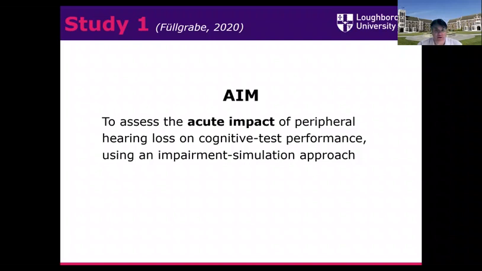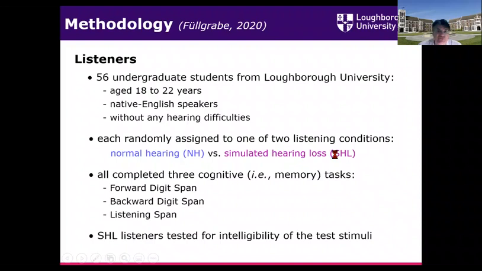For the study, we recruited 56 young students. They were randomly assigned to one of two listening conditions, normal hearing, NH condition, and a simulated hearing loss condition, SHL. Each of these participants then completed three cognitive tasks, a forward digit span, a backward digit span, and a listening span task. I will say a little bit more about these different cognitive tests in the next slides. And for the listeners in the simulated hearing loss condition, we also assessed intelligibility of the test stimuli after the administration of the cognitive test. So what we did here is we presented the test stimuli, for example the digits, once again to the participants, but not for memory purposes. This time the participant only had to echo back, to repeat what he or she had heard.